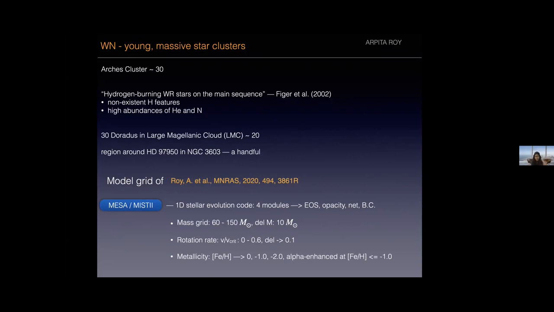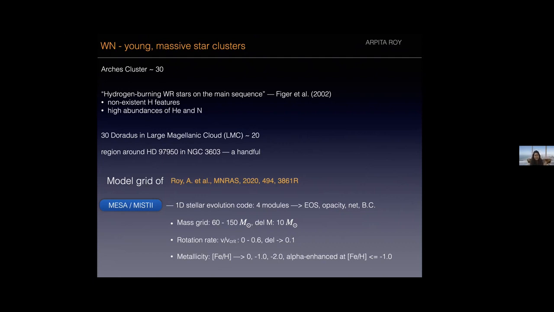So now for this particular talk, our model grid would be a mass range of 60 to 150 solar masses with a mass resolution of 10 solar masses, and a rotation rate of 0 to 0.6 with a resolution of 0.1.